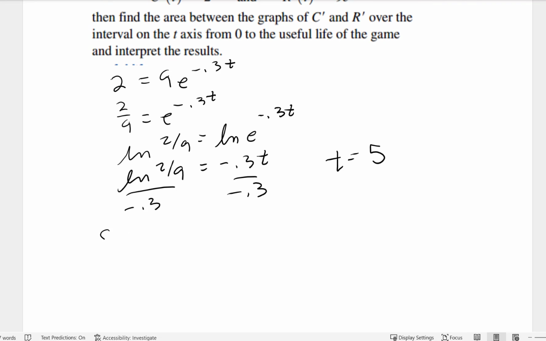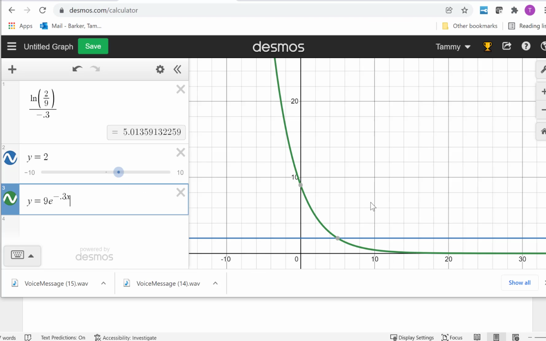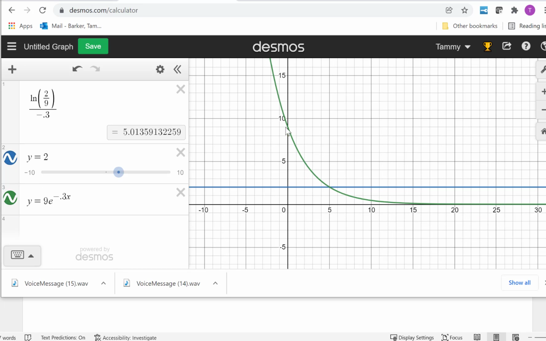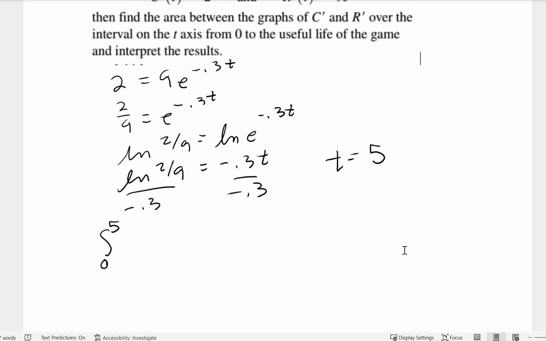Now we are ready to integrate 0 to 5. Let's go back to the picture just quickly, because what I want to see is over that time period, which of the functions is on top. Here's the curve that's on top and the cost is down below. So the revenue is above the cost, which is what we want. If you think about profit, profit is revenue minus cost. So it makes sense that it came out that way, that the curve was first.